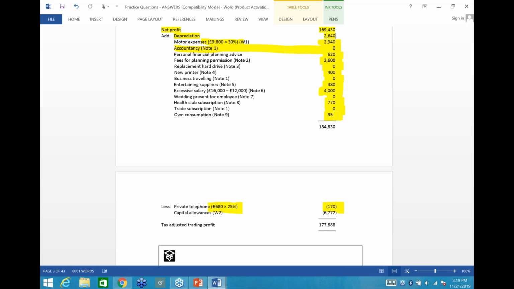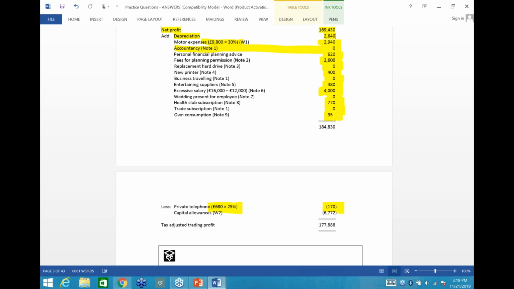If it is a high emission motor car, it must be included in the special rate pool. And there is something called long life assets, where the lifespan of the asset is more than 25 years and the cost incurred exceeds £100,000. We call them long life assets. They are also included in the special rate pool.